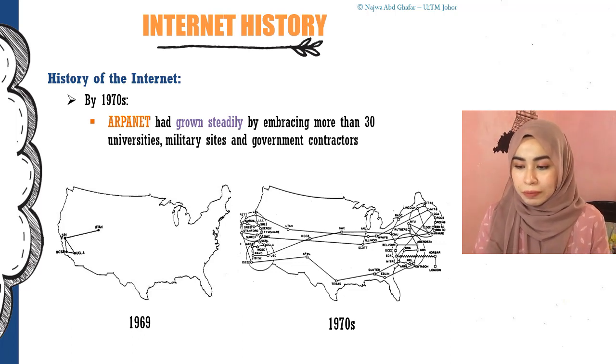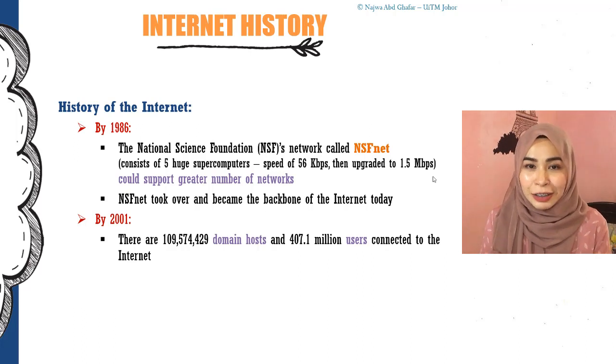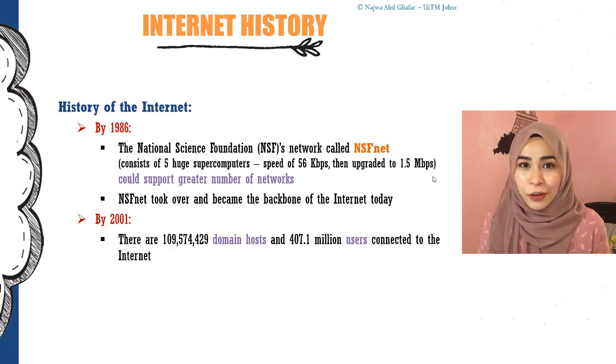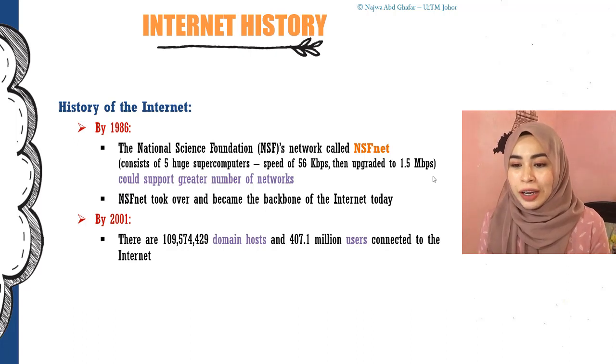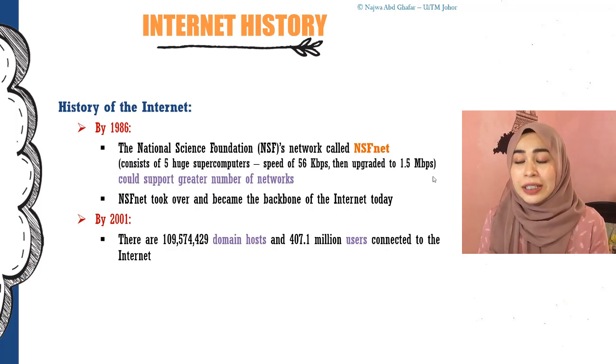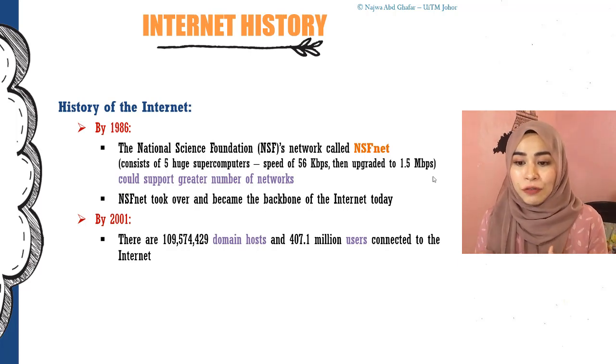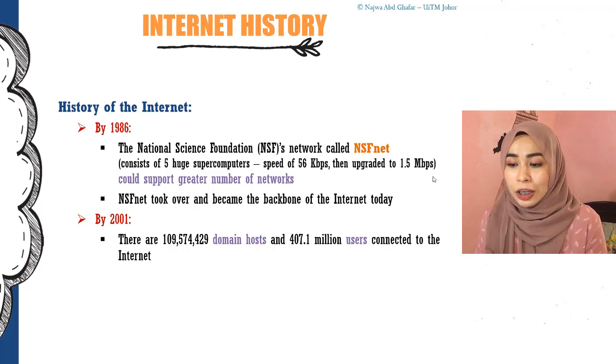As you can see here, by 1986, since the network had gone out of hand and was not as secure anymore for the military to use, the military created their own private network called MilNet, if I'm not mistaken. So this big network is now funded by the National Science Foundation, NSF, and this network is now called NSFNet. In order to support the larger network, it consists of 5 huge computers with a speed of 56 kilobytes per second.